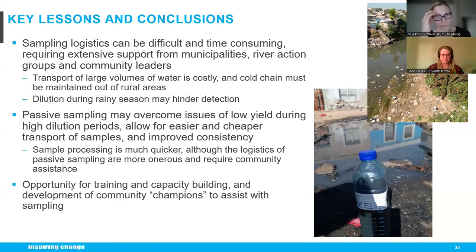Also, there is improved consistency, and the sample processing is quicker. But the logistics of passive sampling are onerous, and they do require community assistance. We want to put our passive sampler into the river and keep it there, and hope no one steals it and hope it doesn't wash away. So we really need capacity building and community champions who can assist us with protecting the sample and helping us with the sample. Next slide.